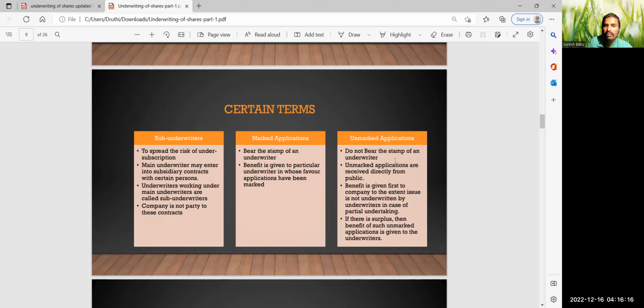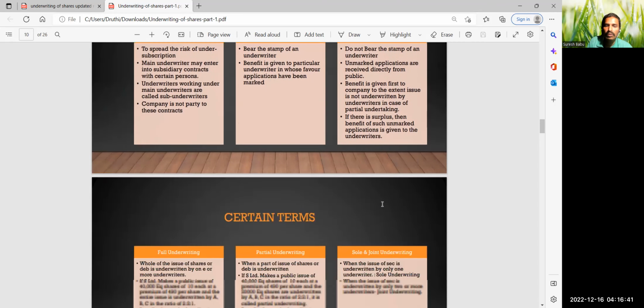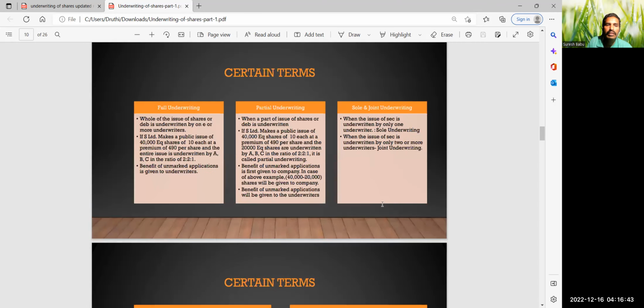Unmarked applications do not bear the stamp of an underwriter. Unmarked applications are received directly from the public by the company. Benefit is given first to the company to the extent the issue is not underwritten by underwriters, in case of partial underwriting. If there is surplus, then the benefit of such unmarked applications is given to the underwriters. Okay, so please go through. This is very, very important.